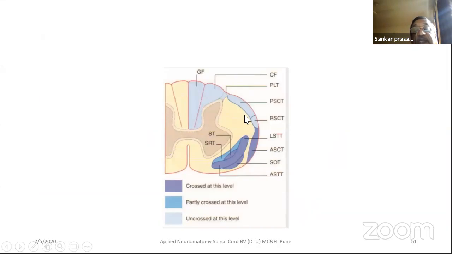So the crossed and uncrossed tracts, which we have already just revised: the posterior spinocerebellar tract, rubrospinal tract, lateral corticospinal tract, anterior corticospinal tract, and the spinothalamic tracts. We have these crossed or uncrossed, which you have to say crossed at this level, and partly crossed at another level, and some uncrossed are the posterior columns, and that's why you should understand this.